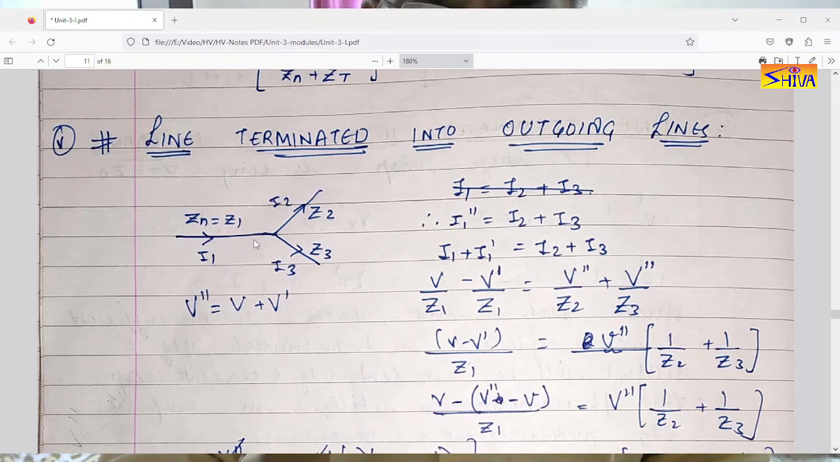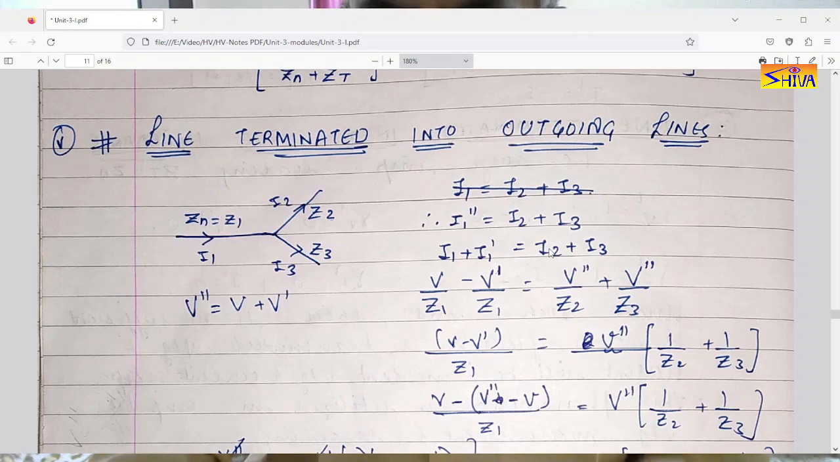Hence the transmitted current will be I2 plus I3. So this is the expression: I1 double dash, that is transmitted current, because incident current we denoted by I1. So transmitted current I1 double dash is I2 plus I3, which will be equal to I1, that is incident current, plus reflected current I1 dash. Now incident current is V upon Z1, where V is incident voltage, and I1 dash, that is reflected current, is minus V dash upon Z1. V dash is reflected voltage and the sign is minus because when current is reflected, the direction is reversed.